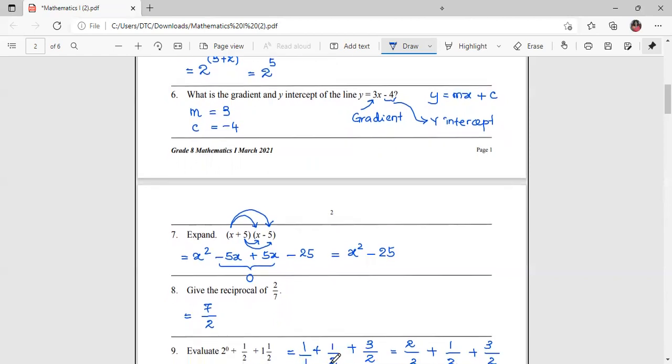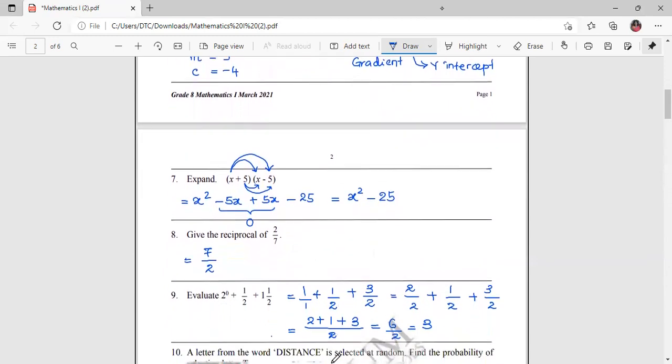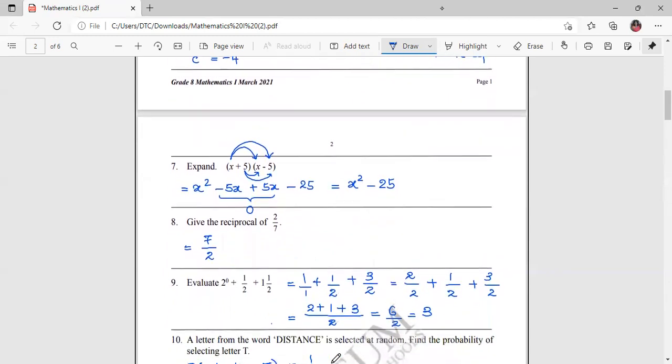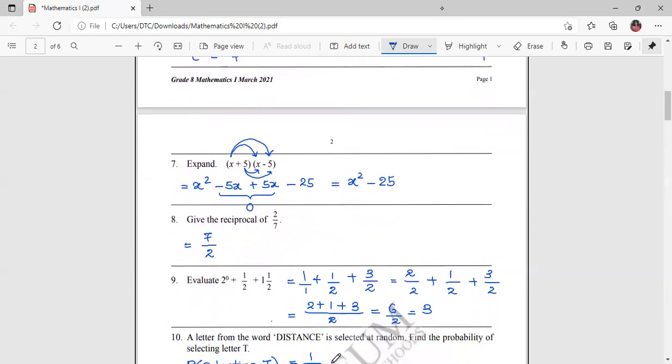Then question number 7. If you have practiced many sums, when you see this format x plus 5 and x minus 5, you know they are talking about the difference between squares. But if you are not familiar with that, don't worry. You can do the workings like this. First you multiply x times x, then x times -5, then 5 times x and 5 times -5. So you get the answer like this, then you can simplify. Finally, you get x squared minus 25.